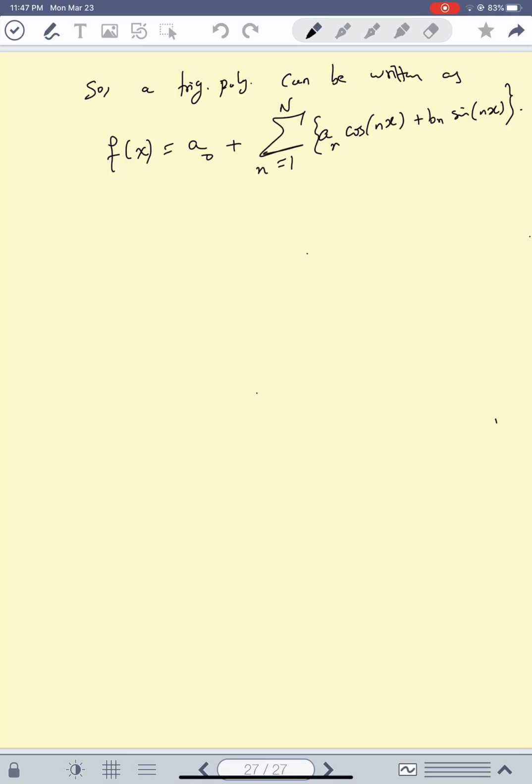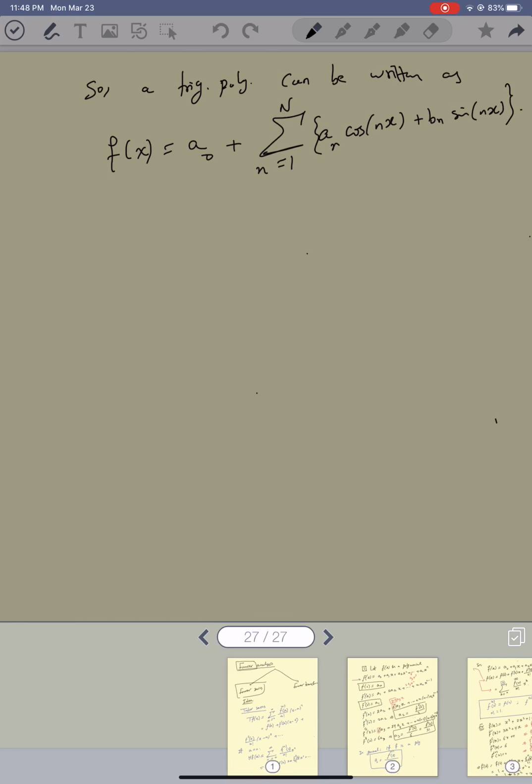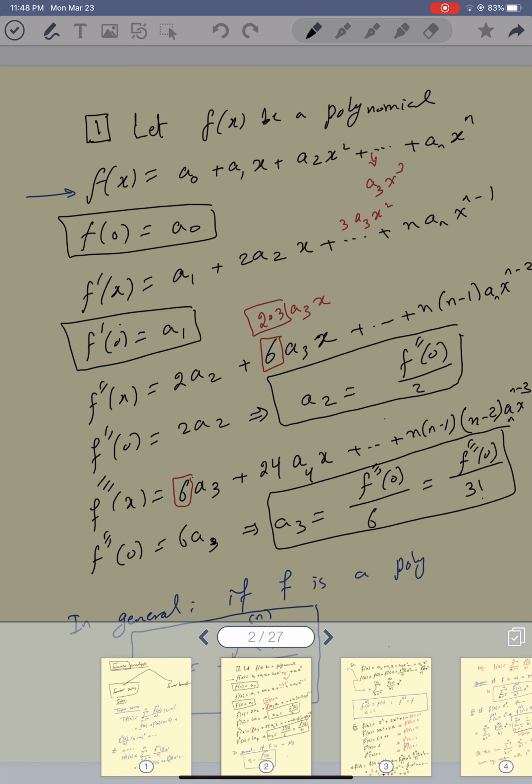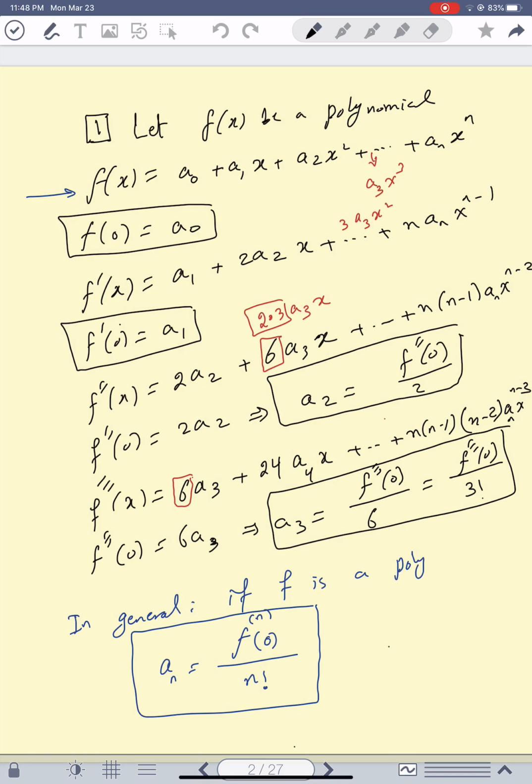Okay, so this is a trigonometric polynomial. Now let's do what we did with polynomials and Maclaurin series. Remember when we started this chapter and reminded you of the Maclaurin series, remember this page. So we had a polynomial, then we had these computations to show you how we found this form.